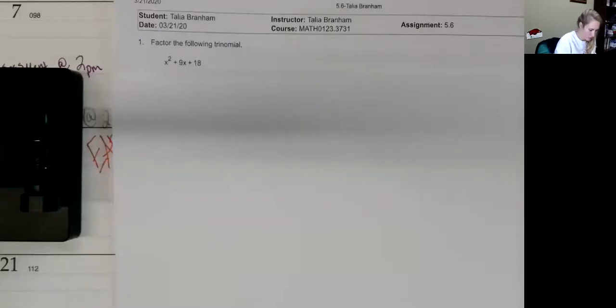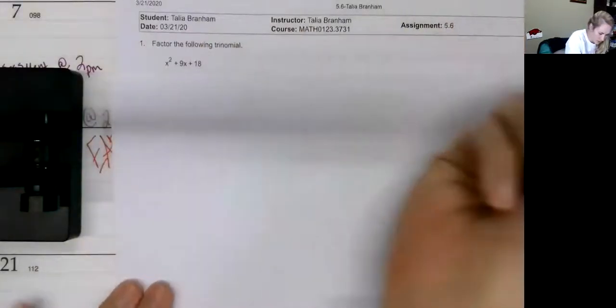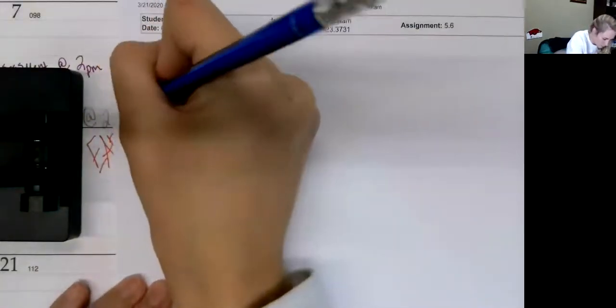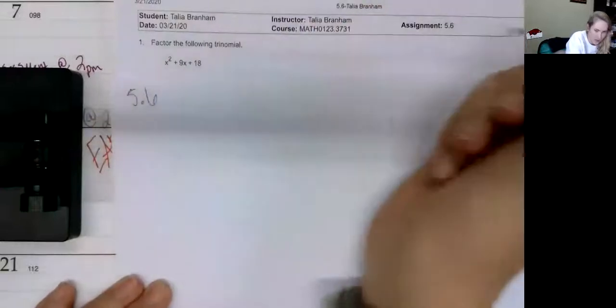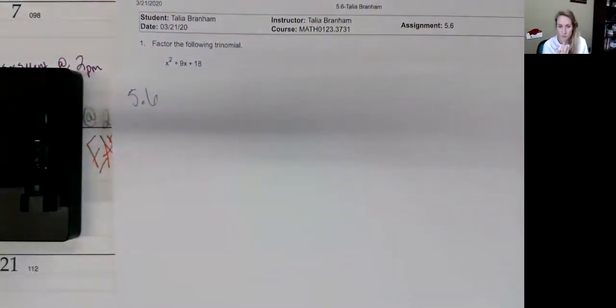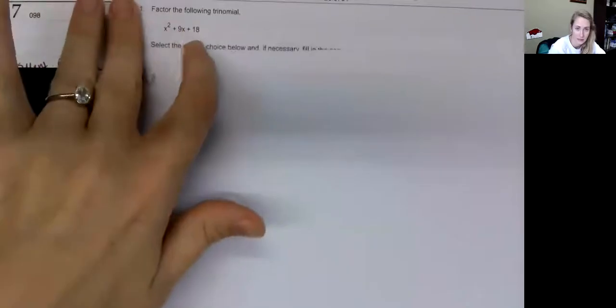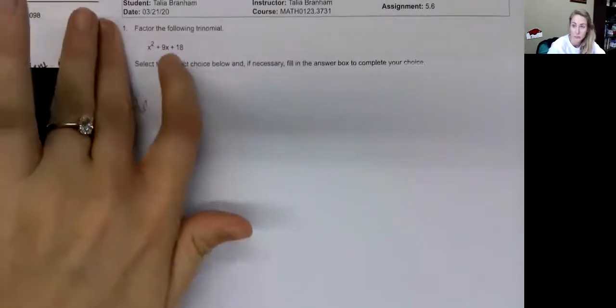Okay, so we're starting 5.6 here. And this is our factoring trinomials. I was part of the drill and skill, so the skill and drill. So this is kind of hard for me to explain to some people because it was just drilled into my head.